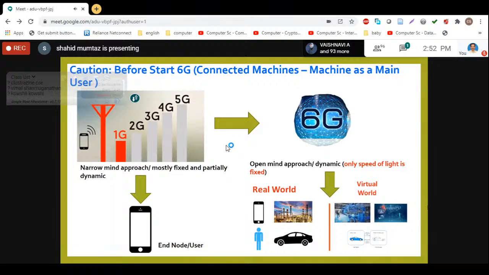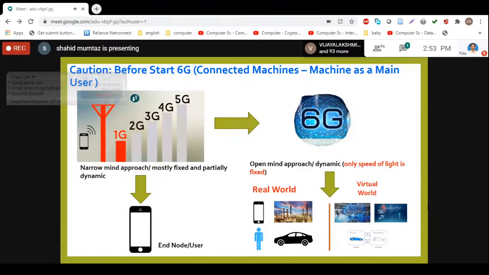Everything will be changeable in 6G. There is nothing that will be fixed. Because of that, we can say that only the speed of light will be fixed, because that is a number coming from physics, and everything else will be changeable, because we use a lot of software defined networks, which are defined by your programming, so we can easily change them.